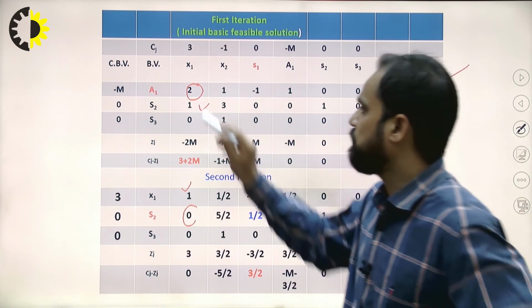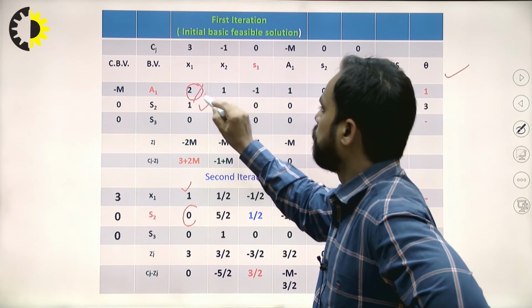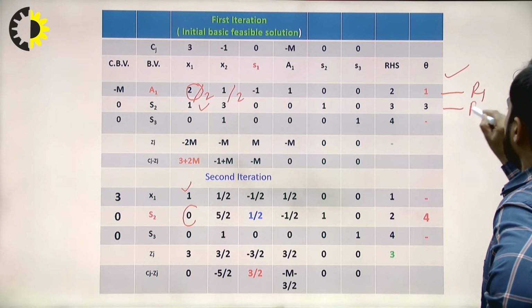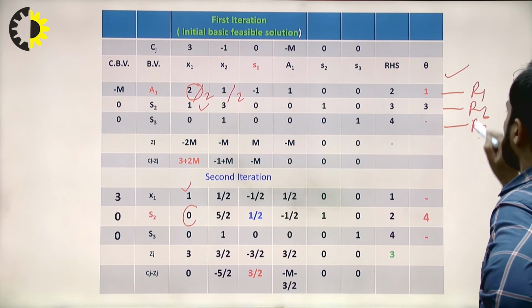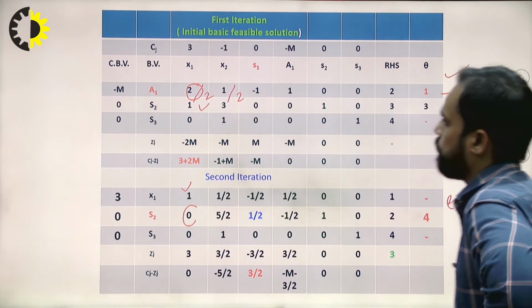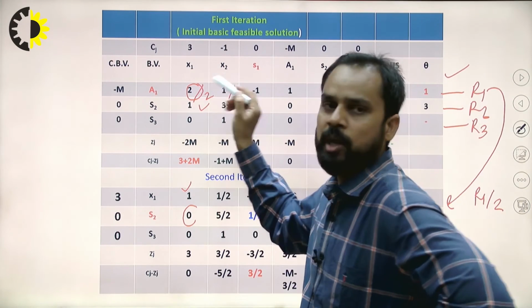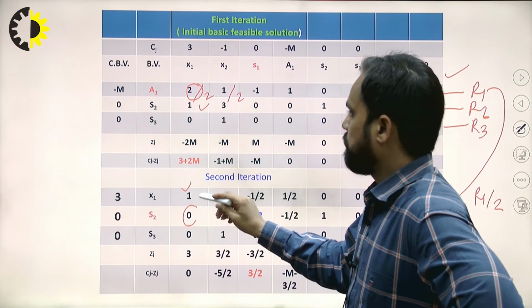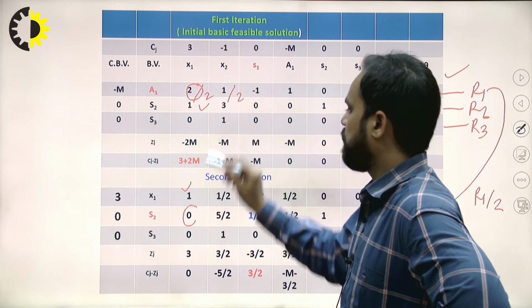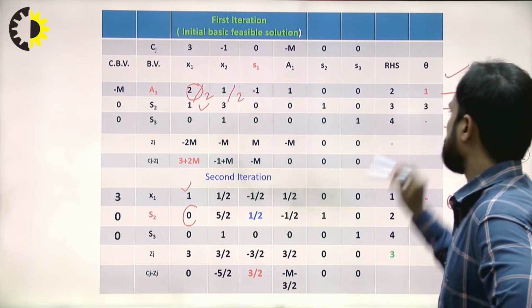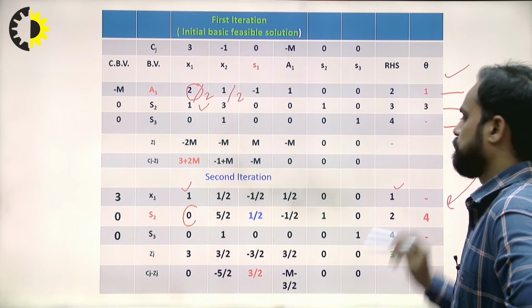How we are getting this value as 1? Just divided by 2. Suppose this is row number 1, this is row number 2, this is row number 3. So how we are getting this value? Just R1 divided by 2, because in the next iteration the pivot element must be 1. So how can it be 1? By dividing by 2. So we have divided by 2: 1 by 2, minus 1 by 2, 1 by 2, 0, 0, 2 by 2 becomes 1.